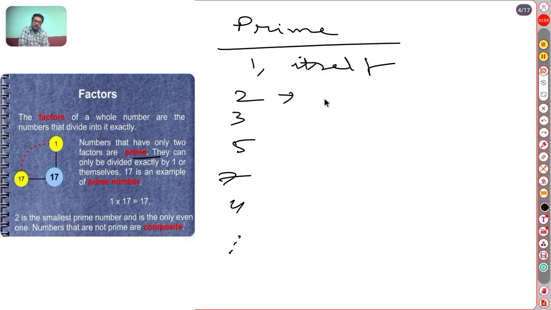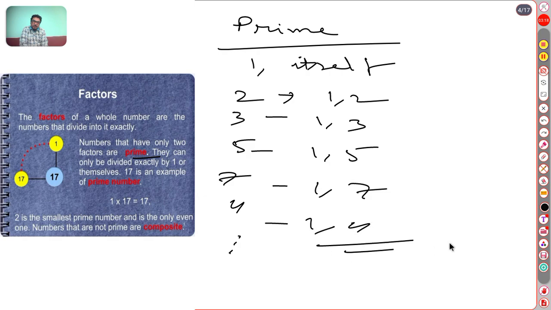Because the factors of 2 are 1 and 2, factors of 3 are 1 and 3, factors of 5 are 1 and 5, factors of 7 are 1 and 7, factors of 11 are 1 and 11. So these numbers are prime numbers, and when we get these numbers among the factors, then these are prime factors.